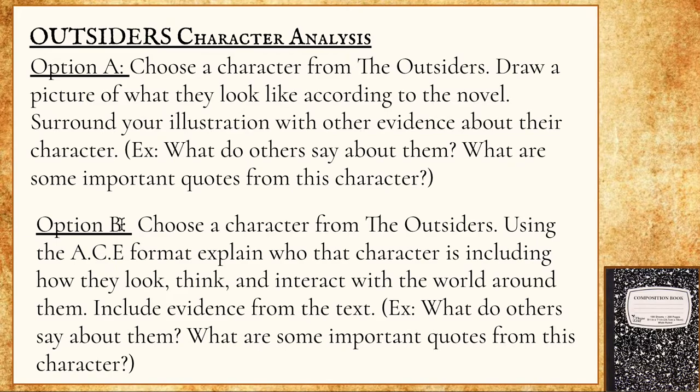Now option B, if you're not so artistically inclined, like I know I wouldn't have been if I was asked to do this assignment, you can just choose a character from The Outsiders. And using our ACE, which is Answer Cite Explain format, explain who that character is, including how they look, think, and interact with the world around them, including evidence from the text. So things like, what do others say about them? What are some important quotes from this character? And make sure that you are using evidence to support your answers.